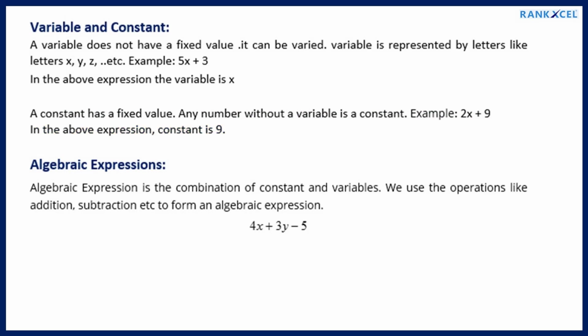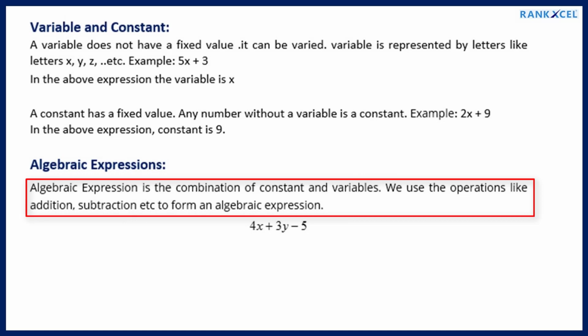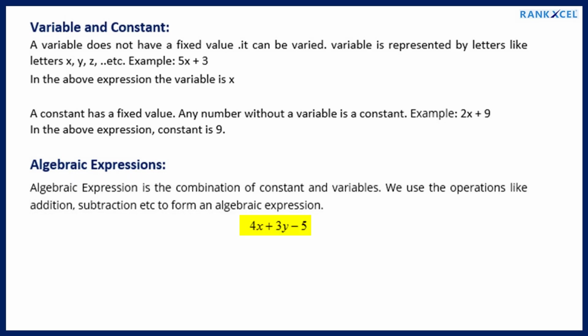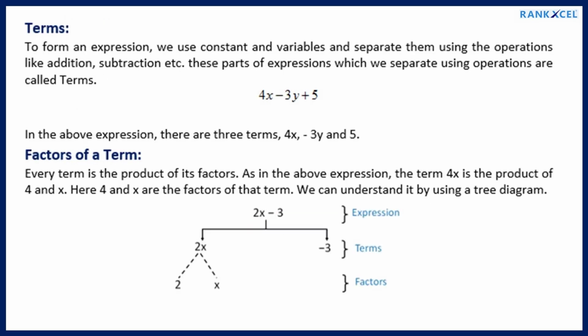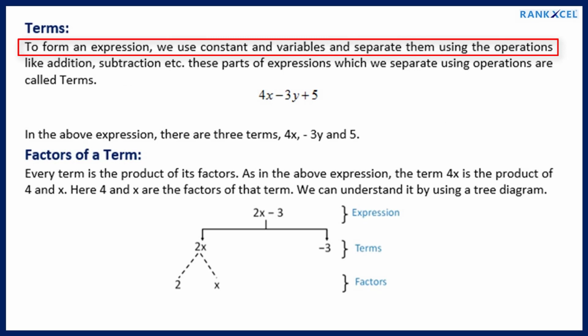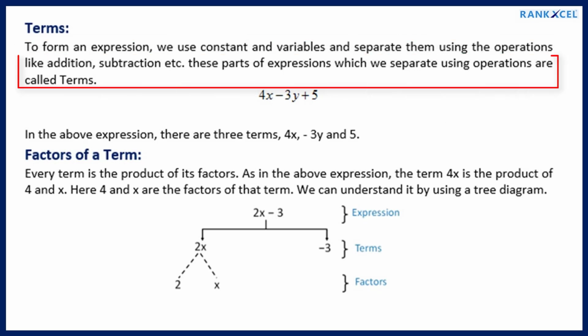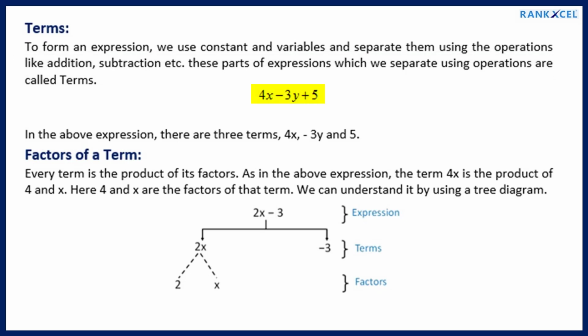Algebraic expressions. An algebraic expression is the combination of constants and variables. We use operations like addition, subtraction, etc. to form an algebraic expression. Terms. To form an expression, we use constants and variables and separate them using operations like addition, subtraction, etc. These parts of an expression which we separate using operations are called terms. In the above expression, there are 3 terms, 4x, 3y and 5.